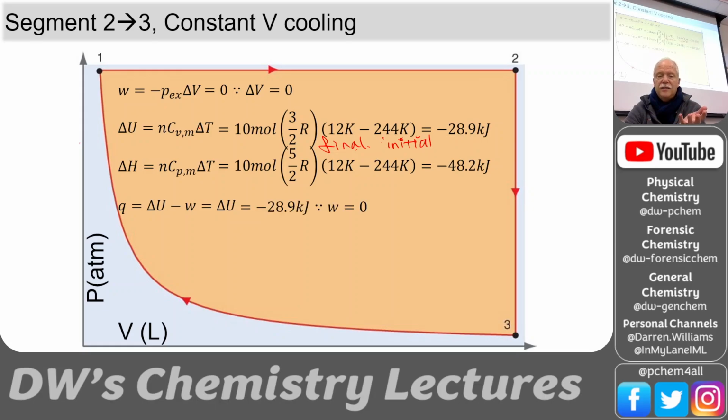And then I just changed the sign on the delta U. No, I don't change the sign. It's the same. So Q is equal to that change in internal energy of minus 28, because work is 0. What made this leg easier to calculate than the last one is that delta V is 0. So when delta V is 0, there's no work done. So that makes it pretty easy.